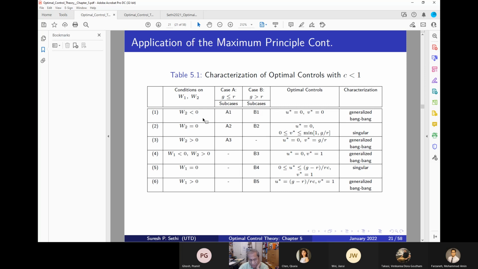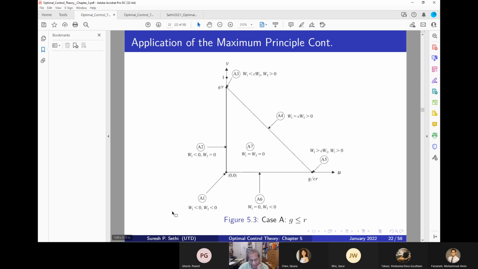And the optimal control for any of these conditions is given here. You notice for W2 less than 0, it's U star equal to V star equal to 0. Why didn't I put W1 less than 0? Because W2 less than 0 would imply W1 less than 0. So you don't need to put both of them.